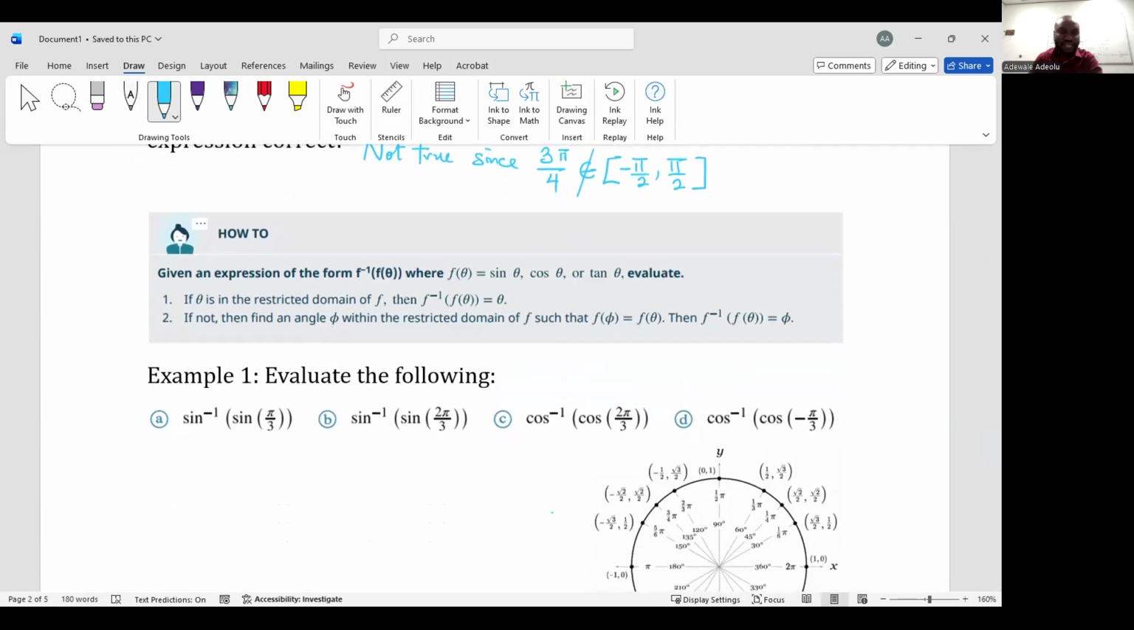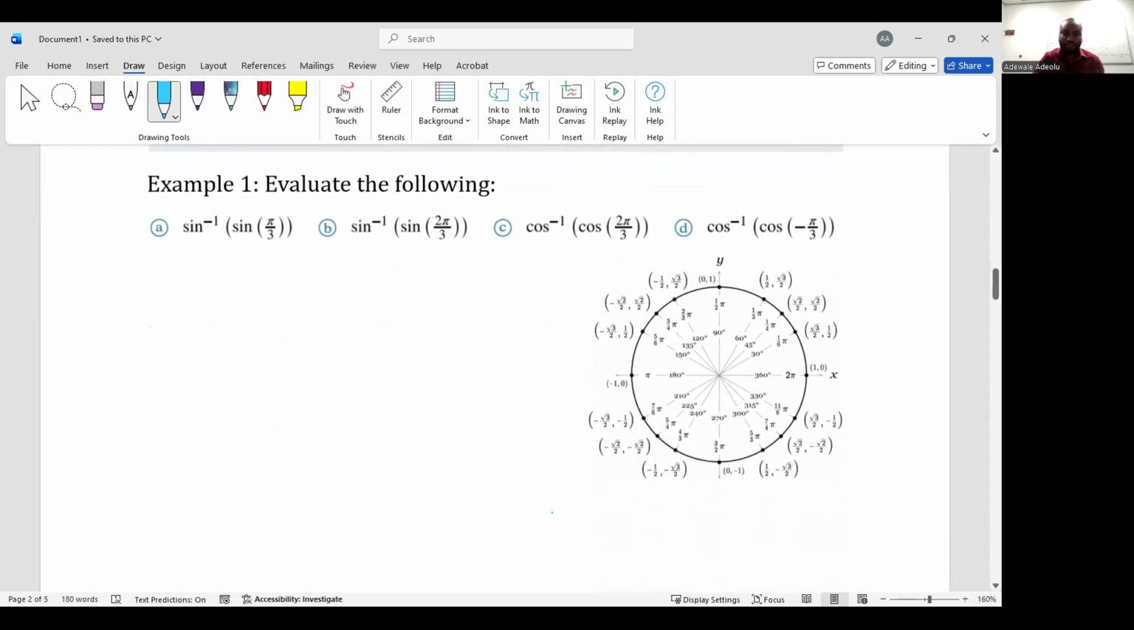Okay, now given an expression of this form, where f of theta equals sine theta, cosine theta or tangent of theta, to evaluate that, if theta is in the restricted domain, then this is always true: f inverse composed with f of theta is theta. And if not, then you need to find an angle within the restricted domain of f such that they will be the same. Let me break that down using examples.